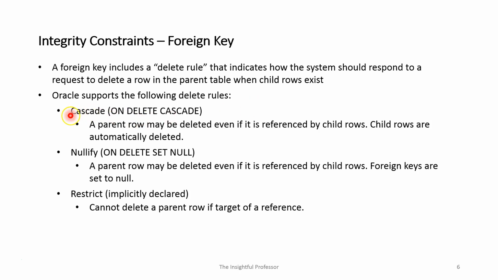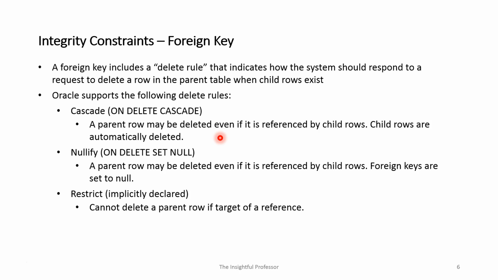So Oracle supports the following delete rules. We would say on delete cascade. We could say on delete set null. Or if we're silent on the point, then the implied rule is on delete restrict. What does this mean? When we have cascade, we have a parent row. Say that would be a row in the department table. And we have a child row, a row in the employee table.